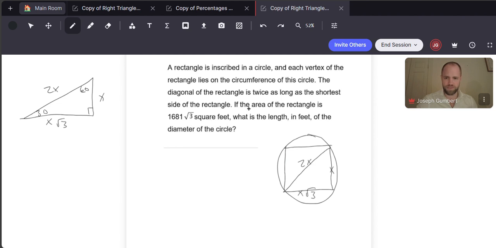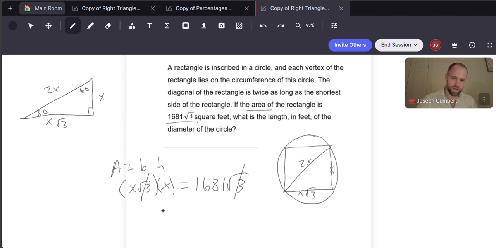And this helps me out because I know that the area of the rectangle is 1,681 root 3. So that means that it's going to be something like the area of a rectangle is base times height. And so the base is going to be x root 3, and the height is going to be x. And so that is going to equal 1,681 root 3. And then the root 3's are going to cancel out. And so I'm just going to be left with x squared is equal to 1,681.